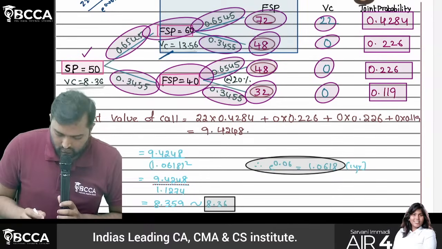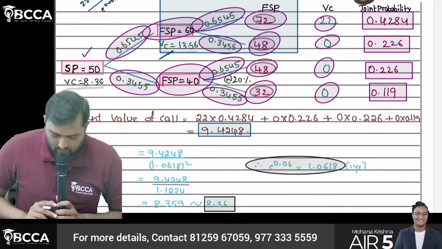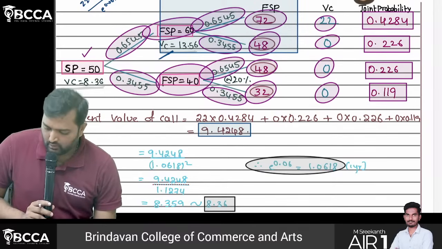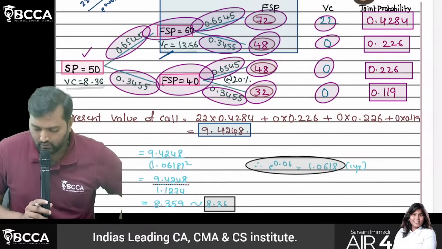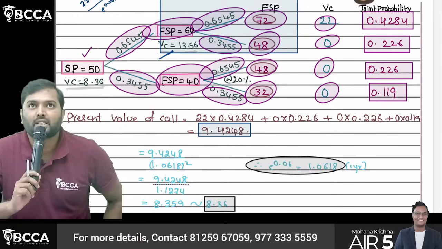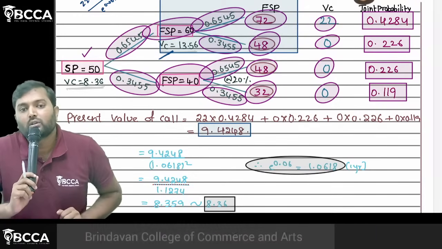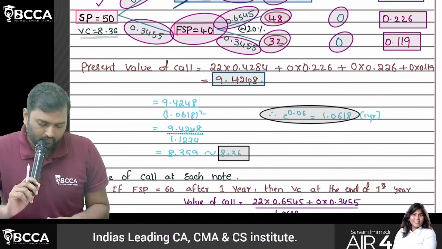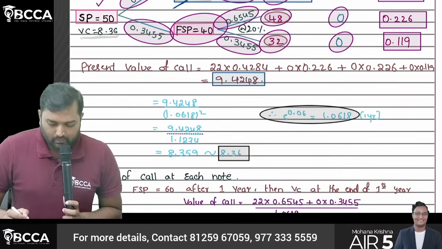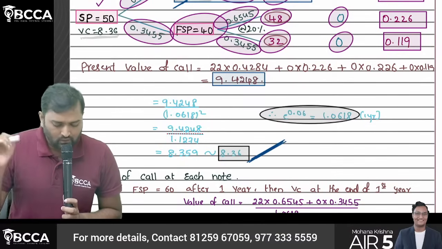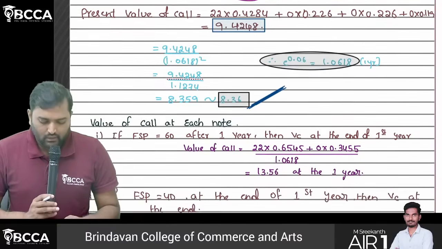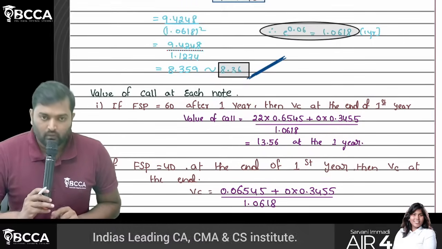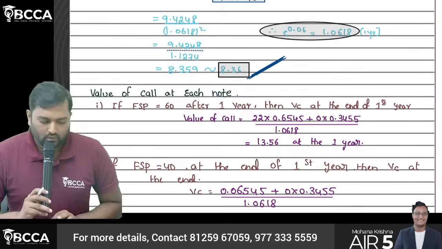Understand the calculation. 22 into 0.4284 plus 0 into 0.226 plus 0 into 0.119. 9.4248 is the expected value of a call on the maturity. Okay. So this 8.36 is what? Present value of a call as on today. But they have asked you to find out the value of a call at each node. Node, N-O-D-E. Each node means what?